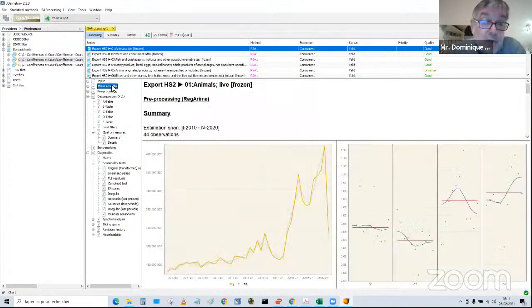But when we have a look at the graph, it seems that the seasonal component is pretty well estimated by X11. So my conclusion here, we have a pretty weak seasonal component. It seems that X11 can estimate and identify it, okay?